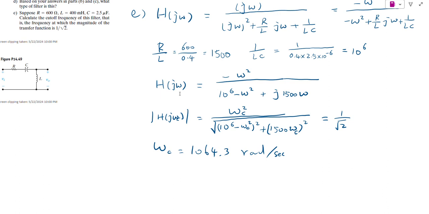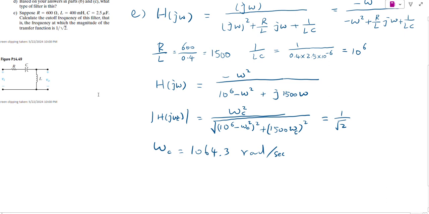Then at a particular frequency, the omega can be anything, 0 to infinity. Let omega equal omega c, which is the cutoff frequency. Just replace that. We find the magnitude. On the top, the magnitude is just omega c squared because it's a real number. On the bottom, in a plus jb form, square root of a squared plus b squared equals 1 over root 2. Then you square both sides and do the math, you will find that cutoff frequency.